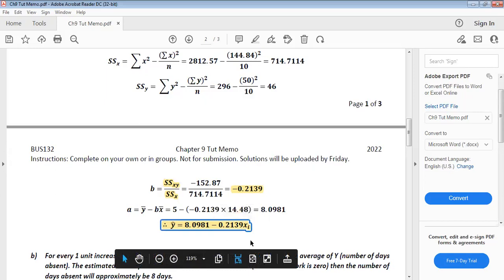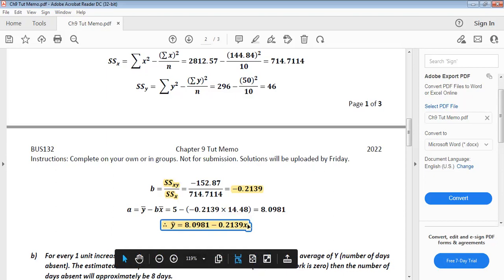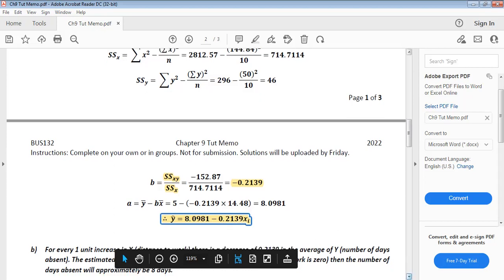What it actually means is that the estimated intercept, 8.0981, indicates that when x is equal to 0, for example if the distance is 0, then the number of days absent will be exactly 8. If x is 1, there will be a decrease in the number of days of 0.2139. All right. Any question?